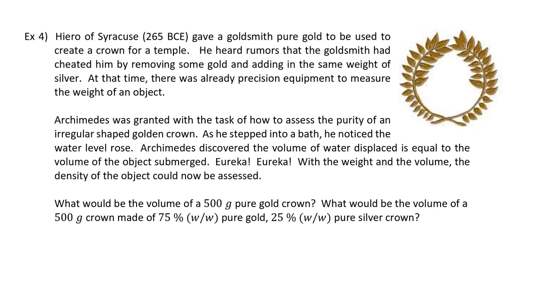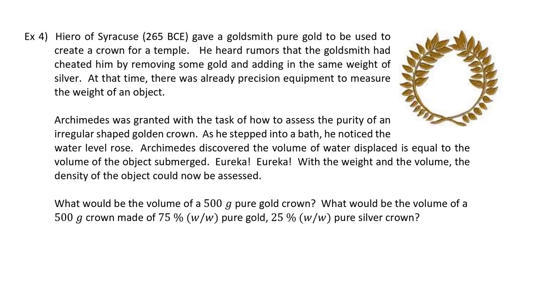I just spoke about mercury, Hg, coming from the Greek words for liquid silver. Here's another story coming out of ancient Greece. Technically, Syracuse is in ancient Sicily, but apparently it was a Greek colony at the time. So there was a famous, very rich person, back 265 years before the Common Era, BC, who gave a goldsmith pure gold to be used to create a crown for a temple this individual was creating.